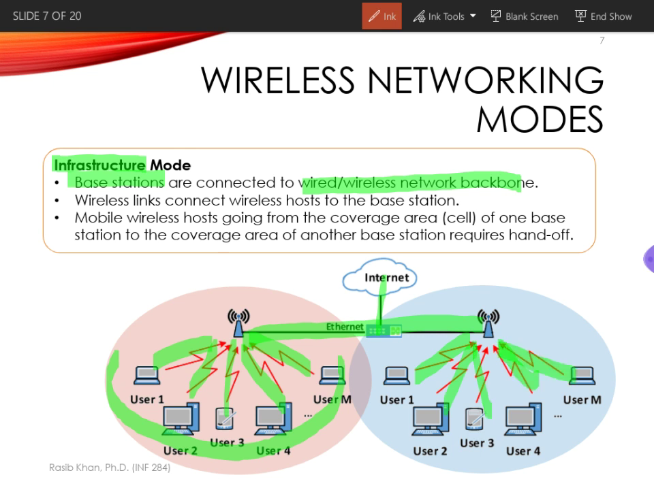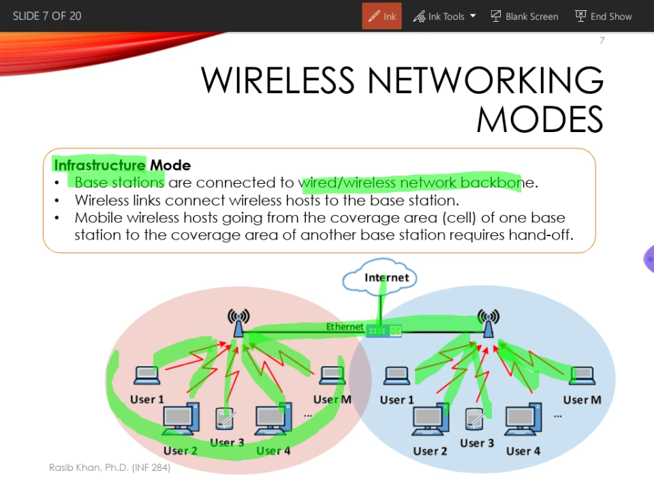The reason why we call it infrastructure is because any node which needs to be a part of the wireless network needs to first connect to the access point, and that is through which the overall connectivity to the remaining part of the network is provided.